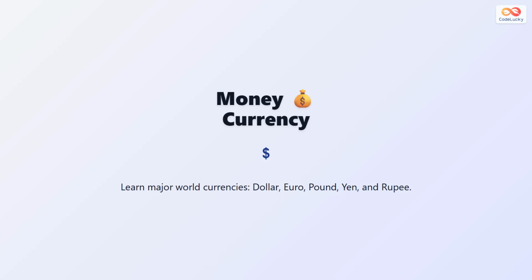Money currencies are different types of money used in countries around the world. The 5 major currencies we learned today are dollar, euro, pound, yen, and rupee. Each currency has its own symbol and name used for buying, selling, and trading internationally.